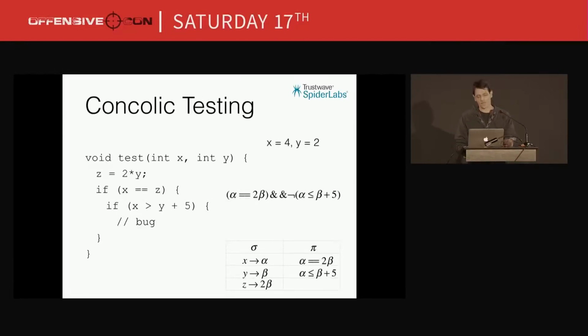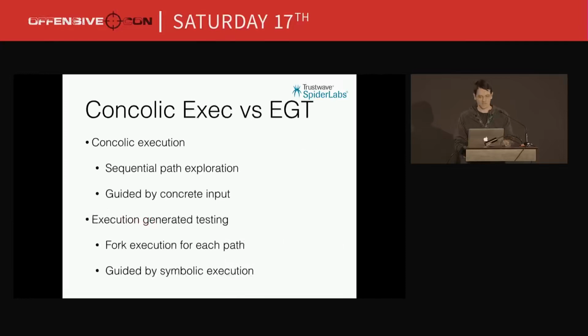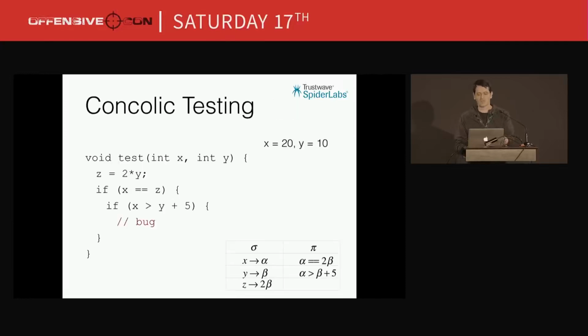Now, because x equals 4 and y equals 2, we get to the next conditional statement, x greater than y plus 5. And on the right you see the actual constraint, the full path constraint: alpha equals 2 beta, and not alpha less than or equal to beta plus 5. So again, we negate this constraint. Alpha now is greater than beta plus 5, and we generate concrete inputs. When we do that, x becomes, let's say, 20 and y becomes 10. And in that case, we can reach the vulnerable condition, the bug statement, the assertion failure.